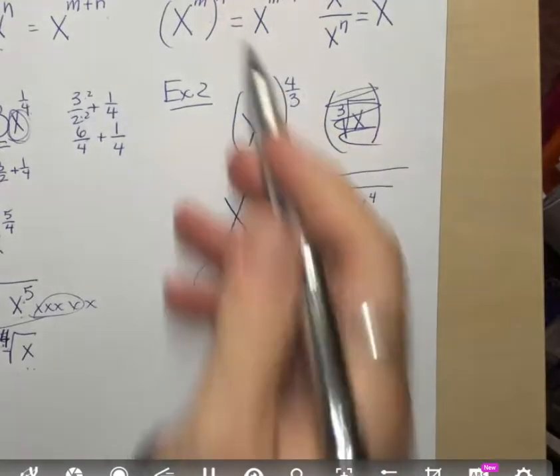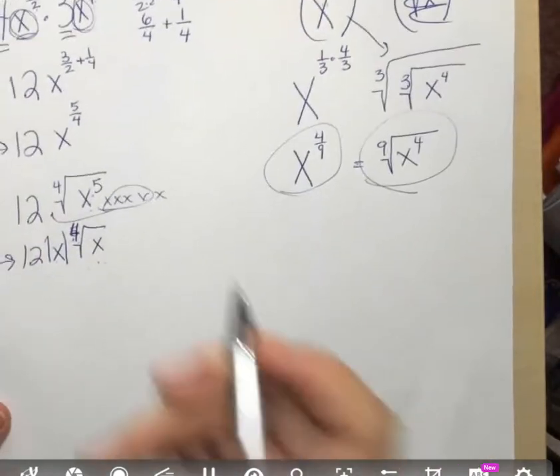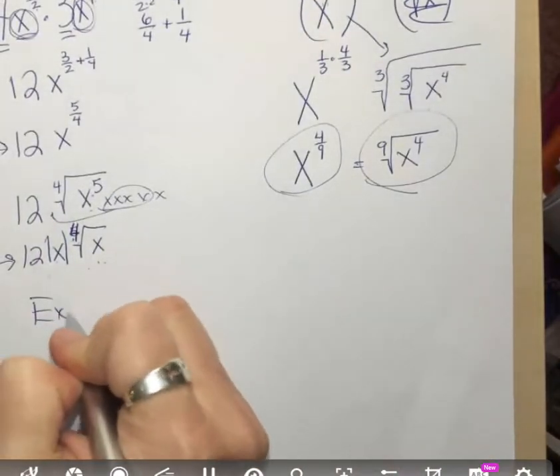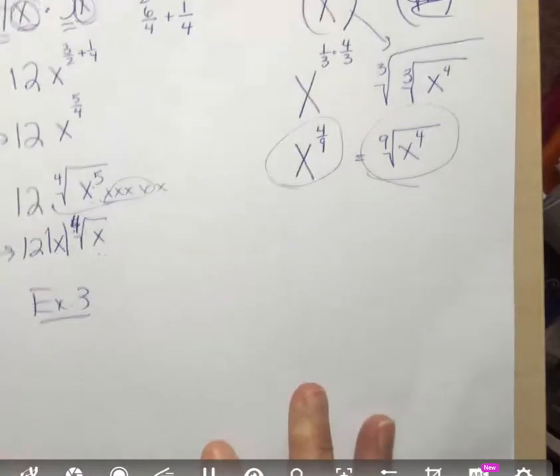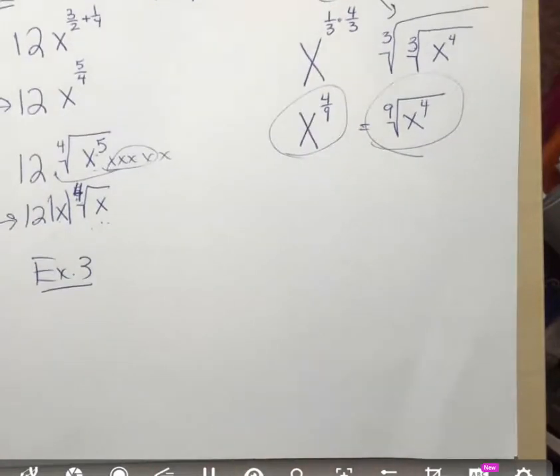So that's our power rule. So now let's take a look at an example that has a quotient rule.